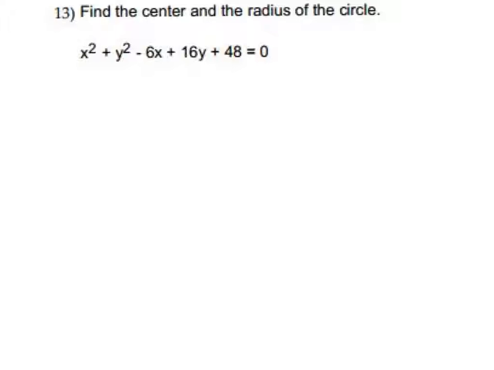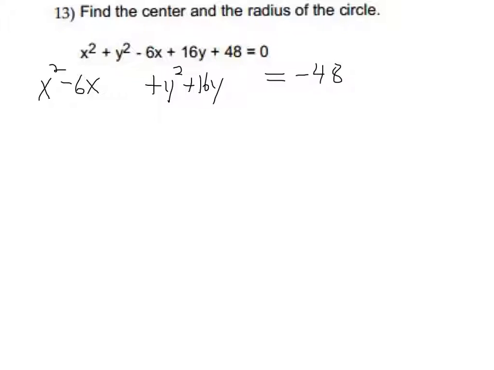Find the center and radius of the circle. Now, what's important about circles is their standard form makes it easy to get center and radius. To get standard form, we first group all of the x stuff together and then all of the y stuff together, and anything else move to the other side.